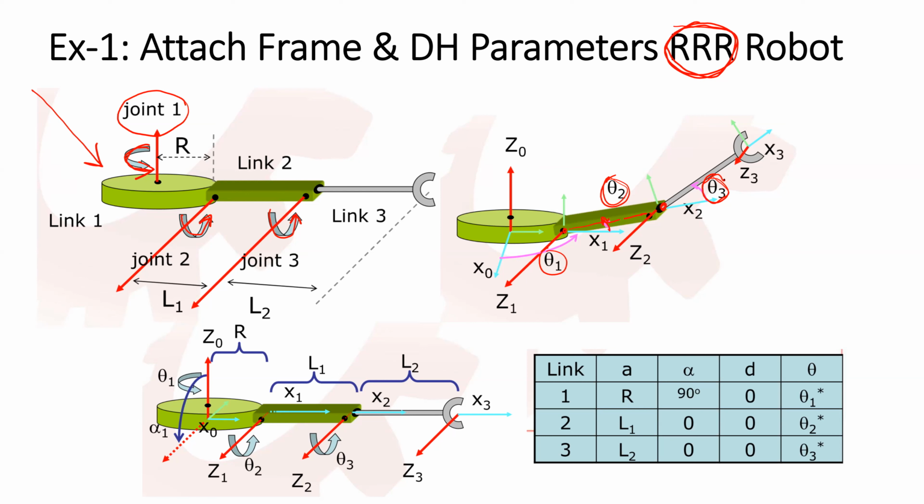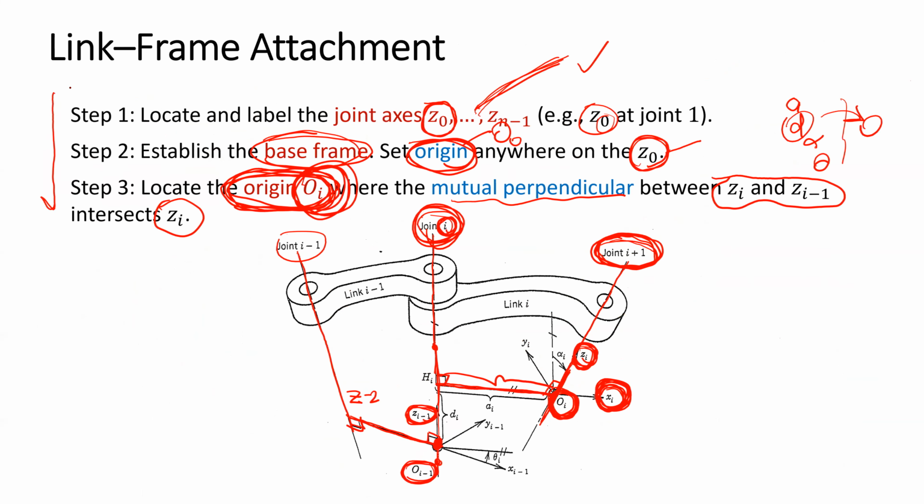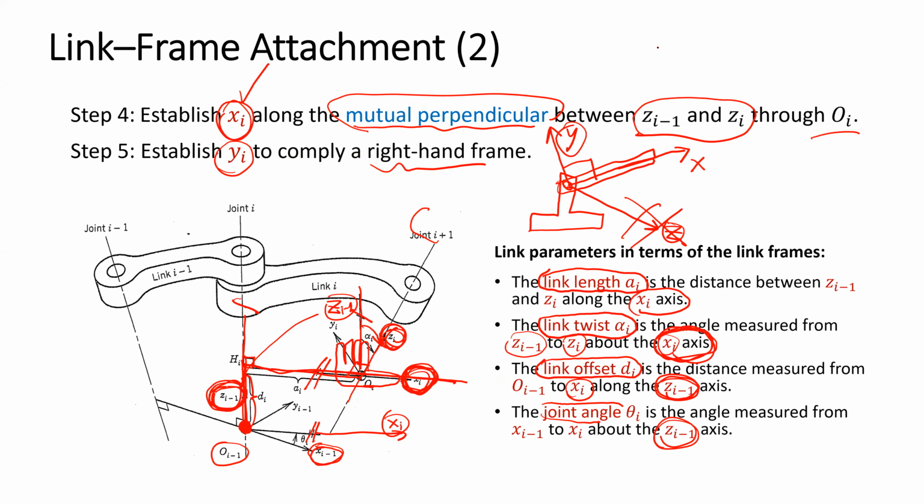So what is the first step we need to do when we see the robot? We draw the joint axis. When we draw the joint axis, we can know the Z axis. For joint 1, we get Z0. For joint 2, we see Z axis 1. Joint 3, we see this. So let's see step 1.